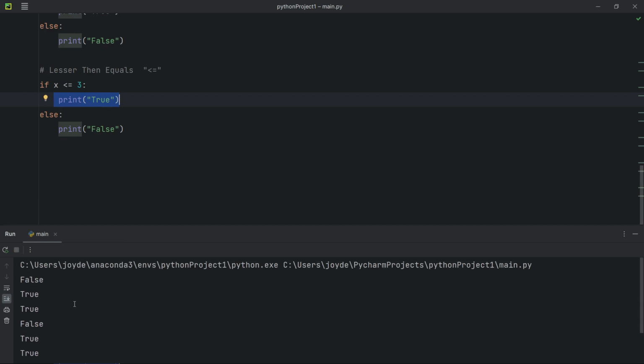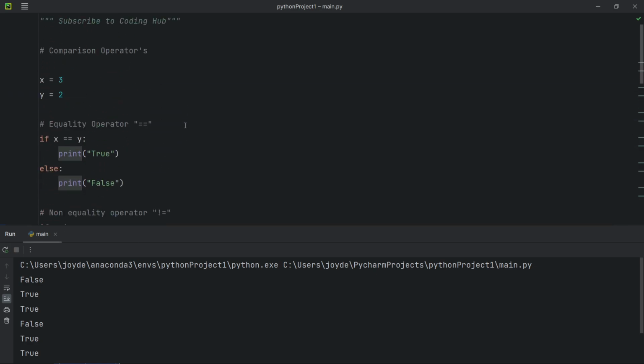We get false, true, true, false, true, true. So hopefully all of you were able to understand the basic comparison operators.